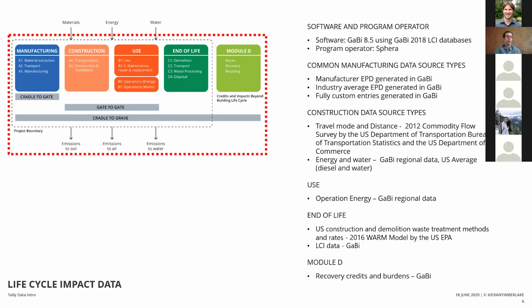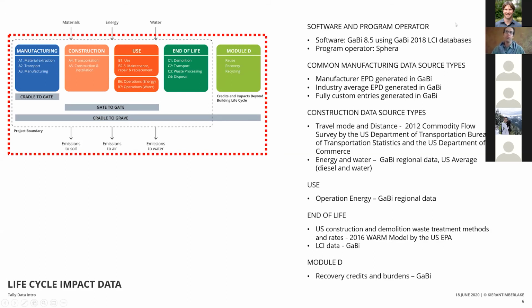Some of the data sources that we have are either directly from that database provided by GaBi, or alternatively are reprocessed in GaBi using their own databases, but perhaps follow some of the same material flows and inputs, are manufacturer EPDs and industry average EPDs. This is something that's actually quite common, for there to be industry average EPDs. And then fully custom entries that are created by GaBi for things maybe that just don't exist anywhere else, which is not uncommon at all. There's actually quite a few materials where it's quite difficult to find manufacturer or industry-specific EPDs.